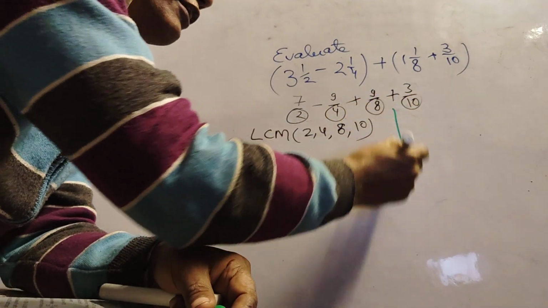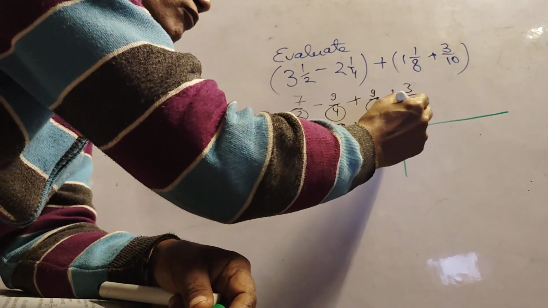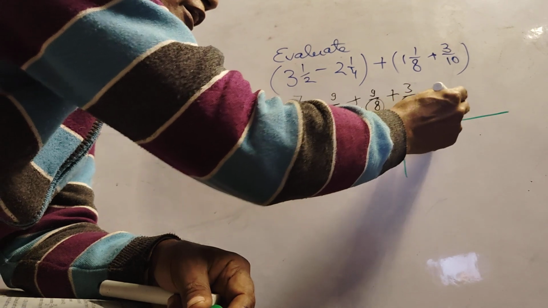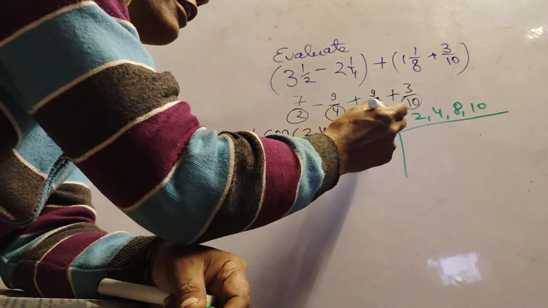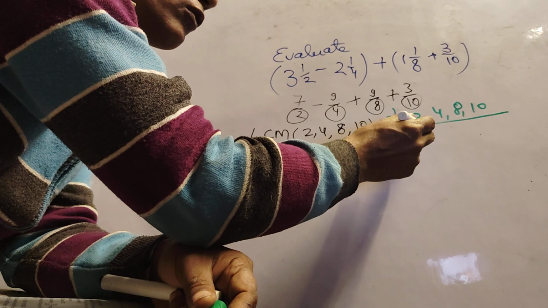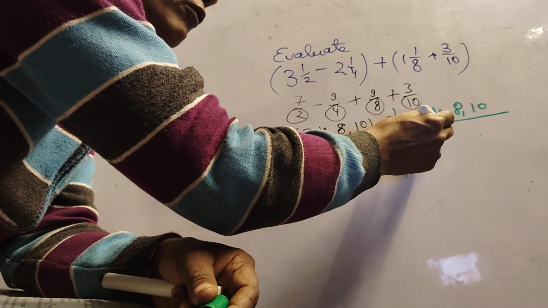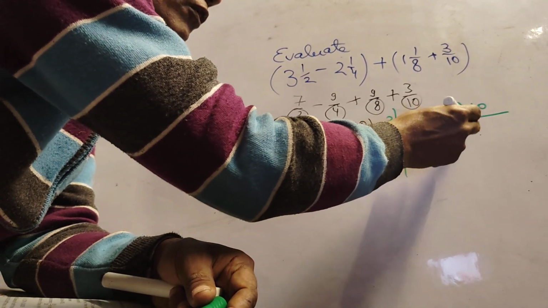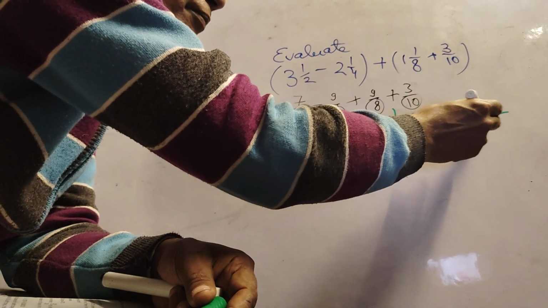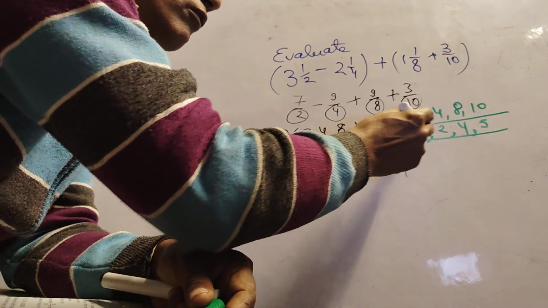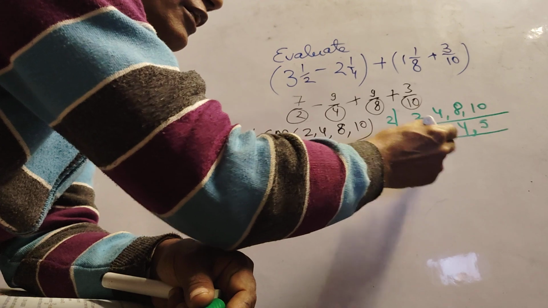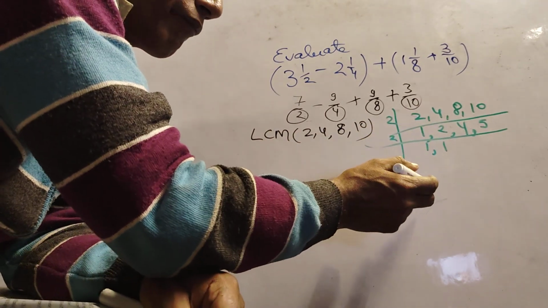Okay, so first we write in table form 2 4 8 10. Then divide by the smallest prime number, that is 2. So 2 divides 1 time. 4 divided by 2, 2 times. 8 divided by 2, 4 times. 10 divided by 2, 5 times. Now again divide by 2. Is it 80?